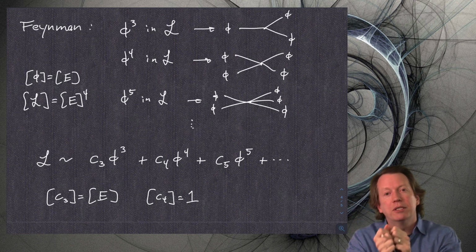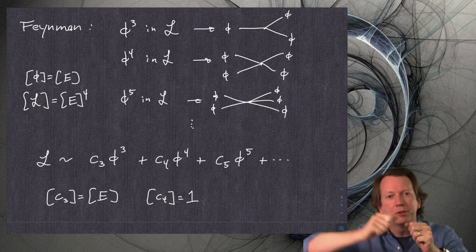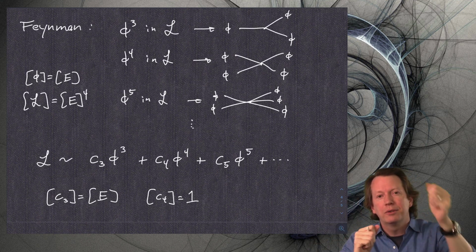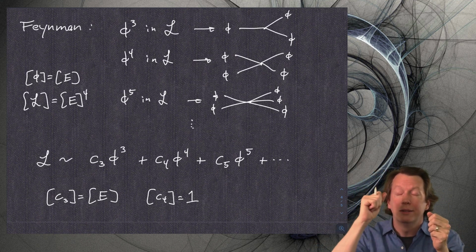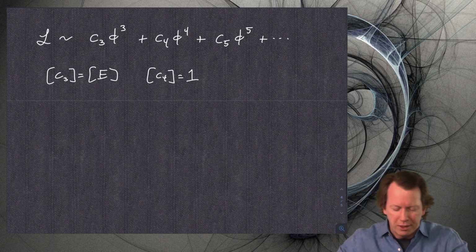And that was okay because it was multiplying in the interaction Lagrangian: electron, positron, photon. Electron has units of energy to the 3/2. Let me do this carefully. I can slow down. We're not in a hurry, right?